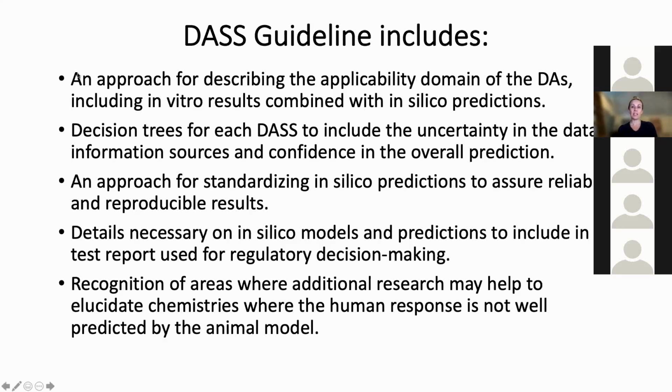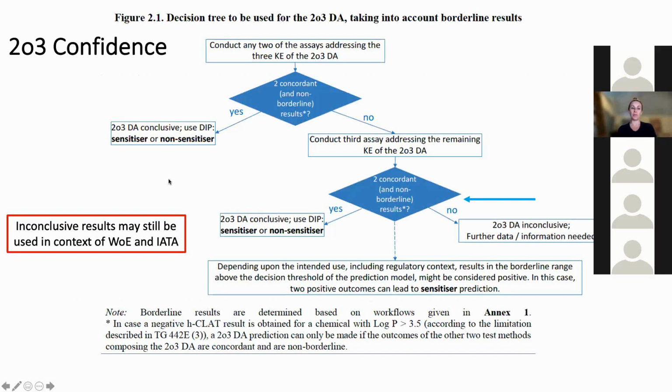So Sylvia already told you about the 2 out of 3. This is the confidence workflow. So this is a decision tree for the 2 out of 3 defined approach. So as she already said, you go through and you just conduct 2 assays. It doesn't have to be the first 2 key events. It can be any 2 out of the 3 key events. It's important to note that within the guideline, the current test methods that are included as information sources are the DPRA, the KeratinoSens, and the h-CLAT, but that may be expanded in the future.